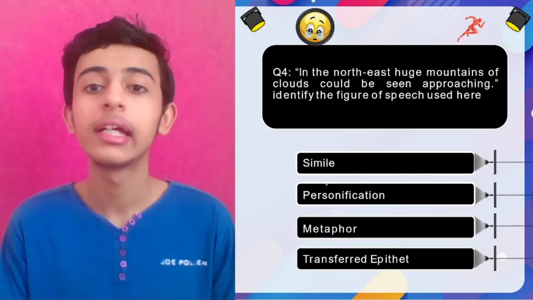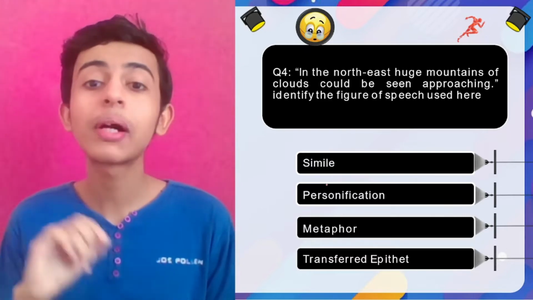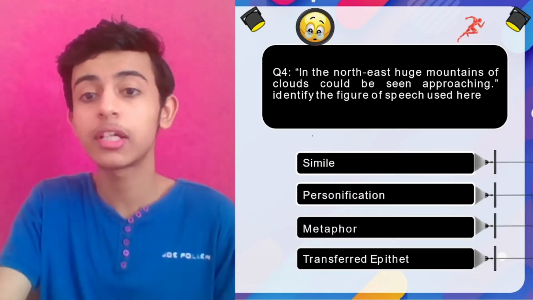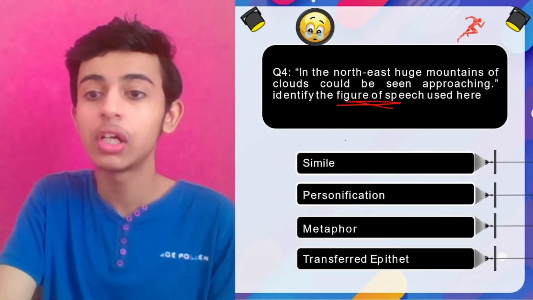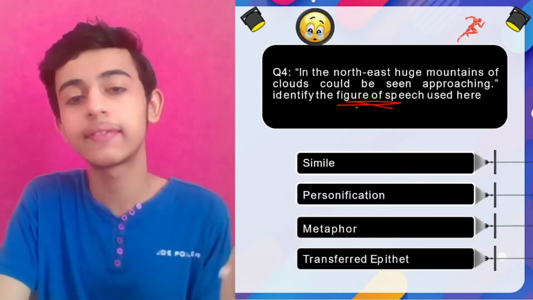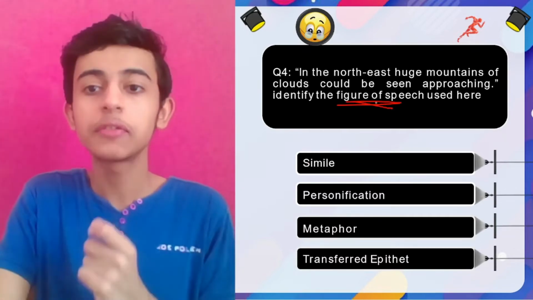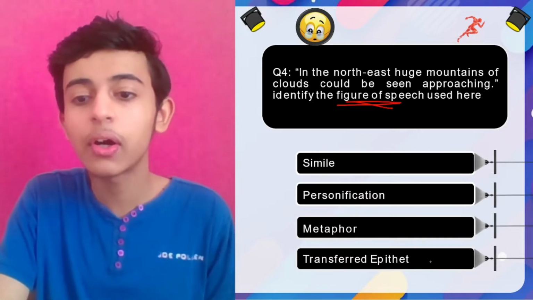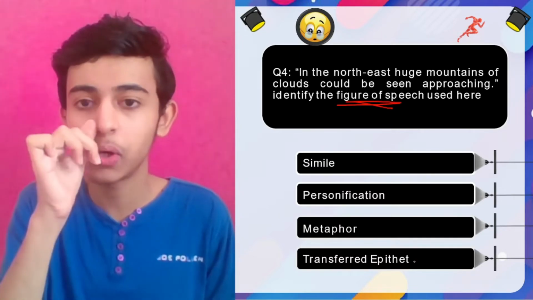Question 4. In the northeast, huge mountains of clouds could be seen approaching. Identify the figure of speech used here. Very important, figure of speech. What is that? Here we wouldn't use poetic device, poetic device is for poems. Figure of speech. Is it simile? Is it personification? Is it metaphor? Or is it transferred epithet? What do you think, guys?